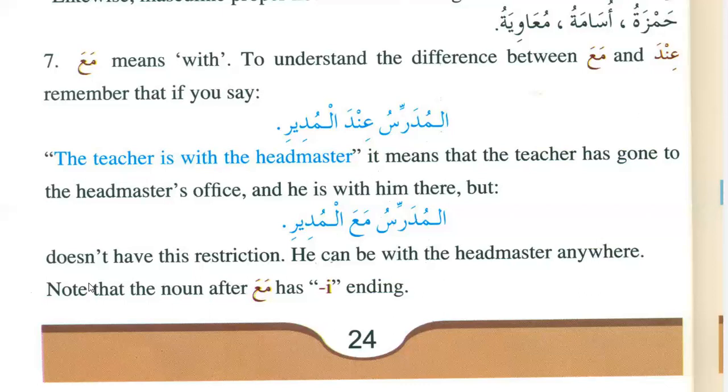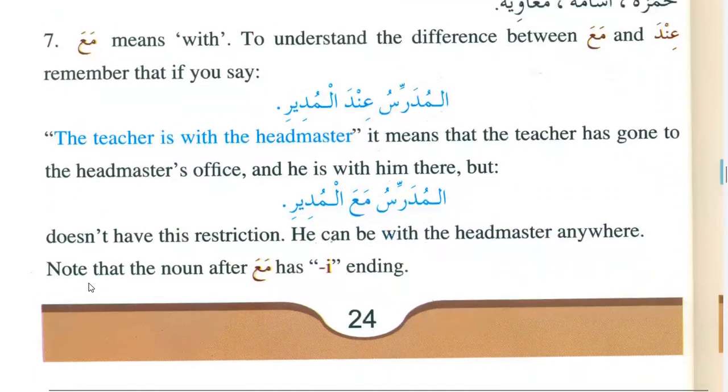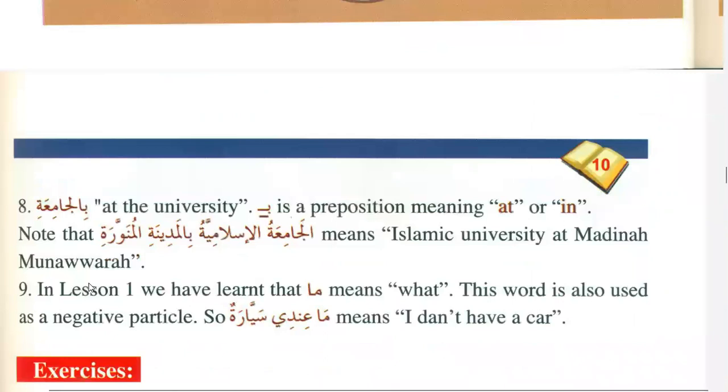a kasra ending. So the main difference between ma'a and inda is the place. If we use inda with someone, this means the first person is at the place of the second person. But when we say ma'a, they both can be together at any place. Both are mudaf, so the next word will be mudaf ilayh.